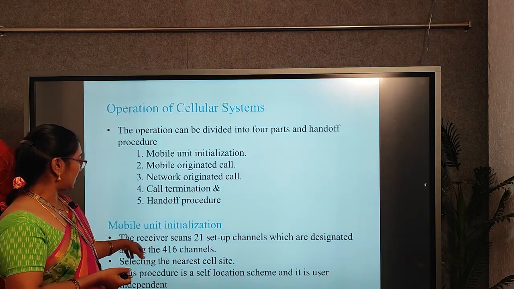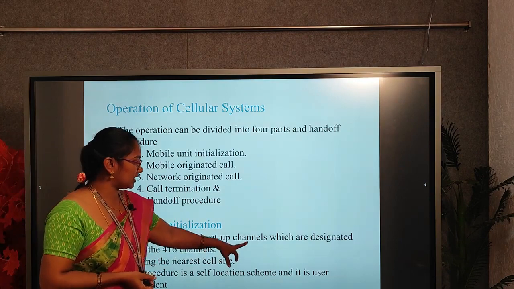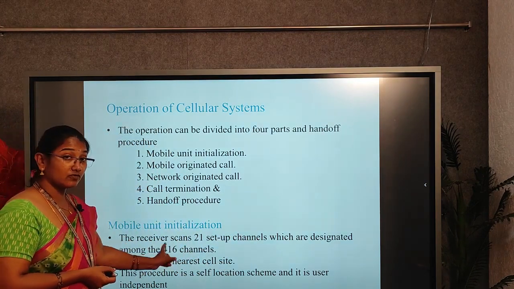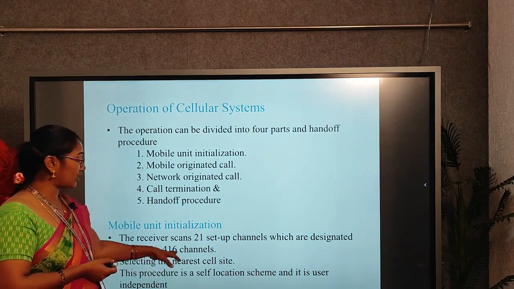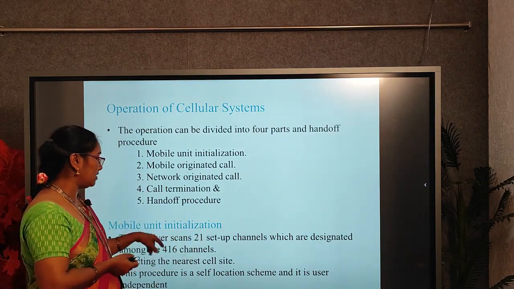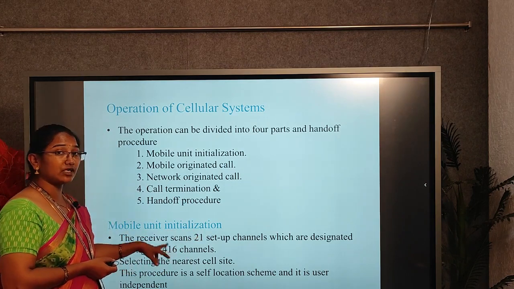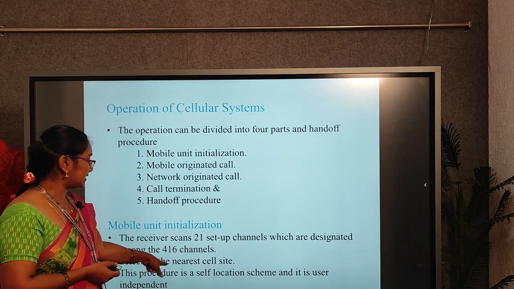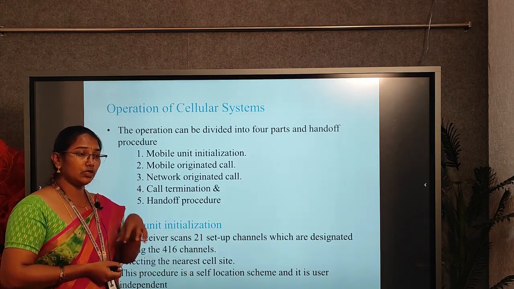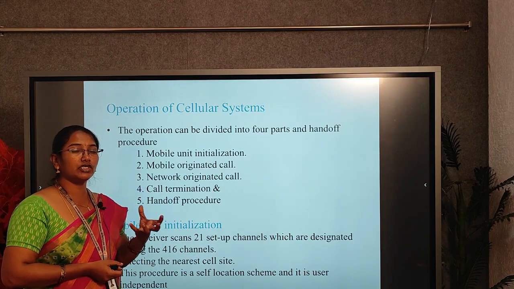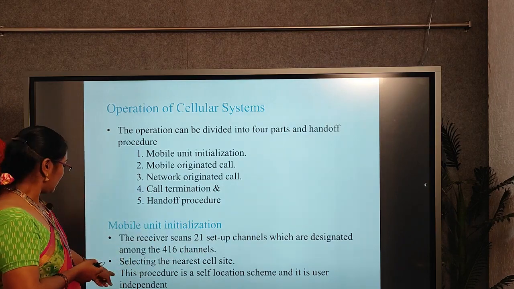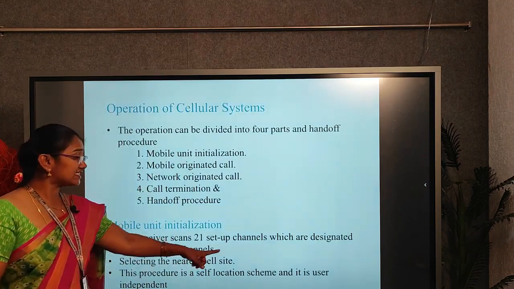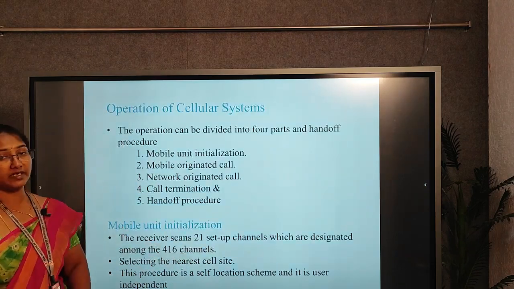That is, the receiver scans 21 setup channels, which are designated among the 416 channels, right? In 416 channels, 21 setup channels are there. So the 21 setup channels will be scanned by the mobile unit. That is called the receiver, right? Selecting the nearest cell site, I already told you, it selects the nearest cell site to get more signal. Next, this procedure is a self-location scheme and it is user independent.